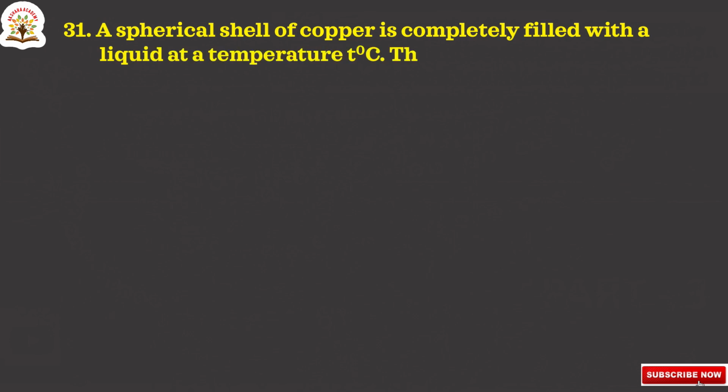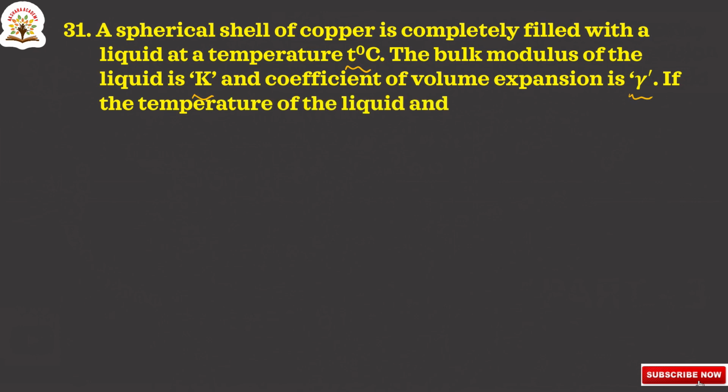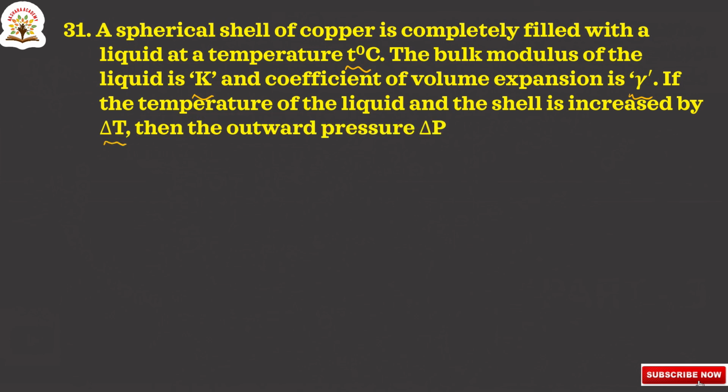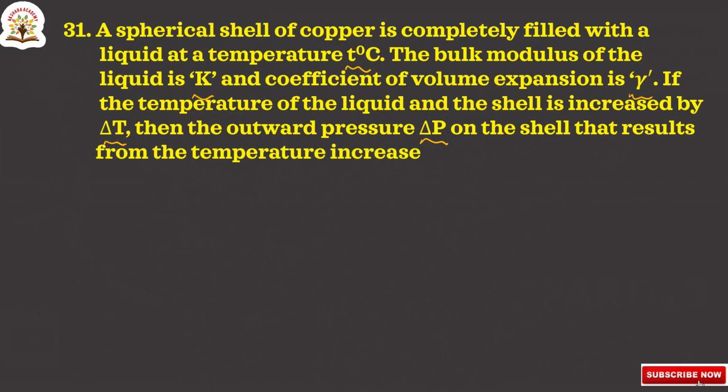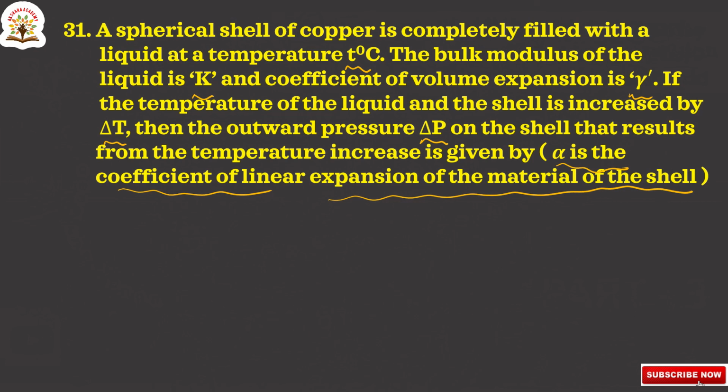A spherical shell of copper is completely filled with a liquid at a temperature T degree centigrade. The bulk modulus of the liquid is K and the coefficient of volume expansion is gamma. If the temperature of the liquid and the shell is increased by delta T, then the outward pressure delta P on the shell that results from the temperature increase is given by. Here alpha is the coefficient of linear expansion of the material of the shell.